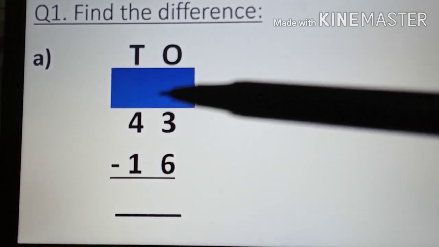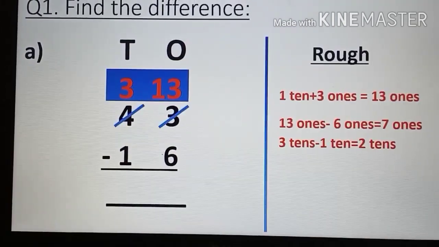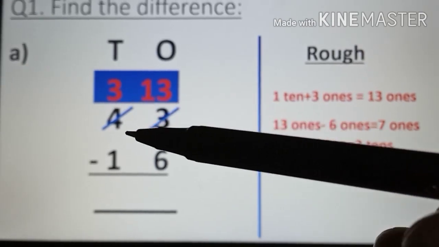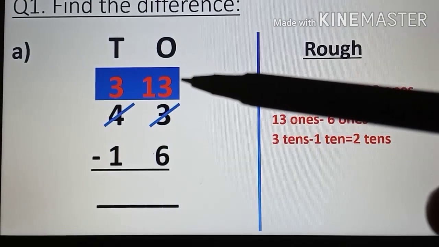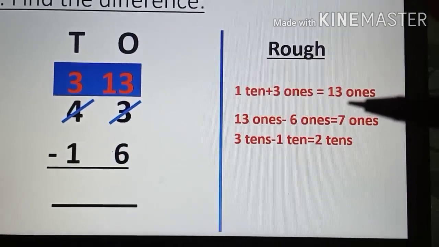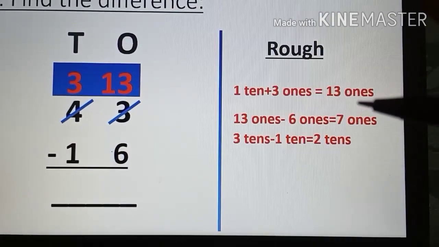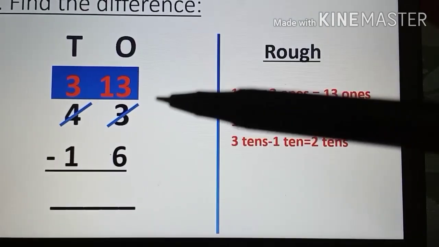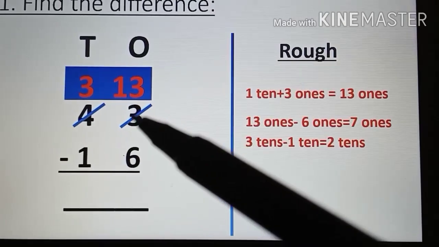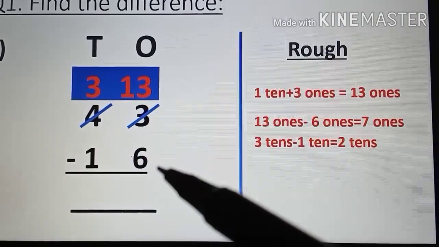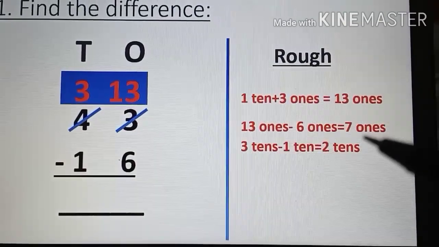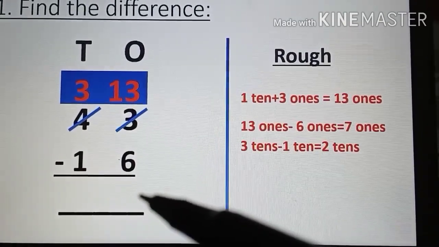So what will we do, children? We will cancel this 4 and write here 3. And we are borrowing 1 ten. So 1 ten and these 3 ones, what does it become? Yes, it will become 13 ones. So we are writing here 13 ones. Now we have to subtract these 13 ones and 6 ones. So 13 ones minus 6 ones is 7 ones. So write your 7 here.